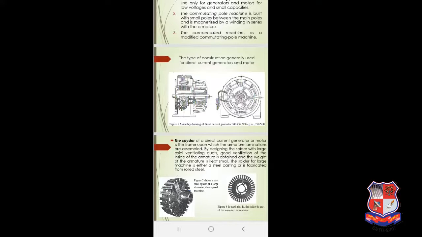The spider of the DC generator or motor is the frame upon which the armature laminations are assembled. By designing the spider with large axial ventilating ducts, good ventilation of the inside of the armature is obtained and the weight of the armature is kept small. The spider for a large machine is either a steel casting or is fabricated from rolled steel. So it is basically made of steel casting material.